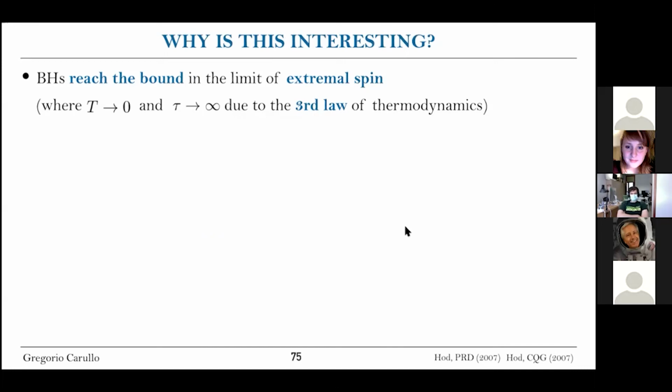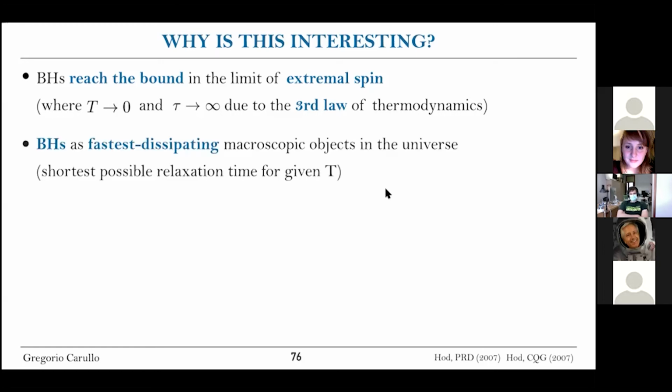The interesting point of applying this to black holes is that black holes can have very large values of this bound, and they can also saturate it in the limit of extremal spin. This tells you that black holes are essentially the fastest dissipating macroscopic objects in the universe. So they are dissipating information. They are relaxing towards equilibrium in the fastest way possible.